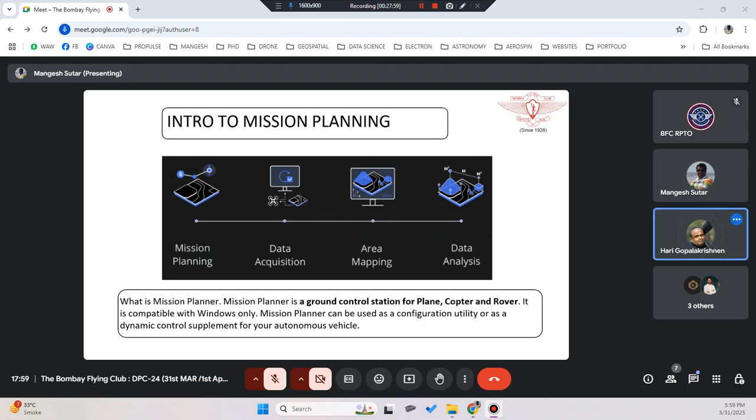For land mapping also, yes, land mapping also, you need to capture overlapping, which has to be defined. All those things need to be defined. There you can't do manual flying, so you need software which will help you capture the images in a very structured and sequential way.